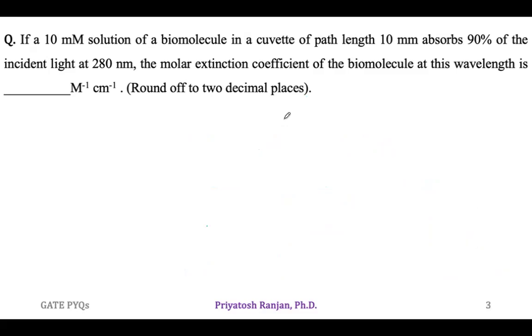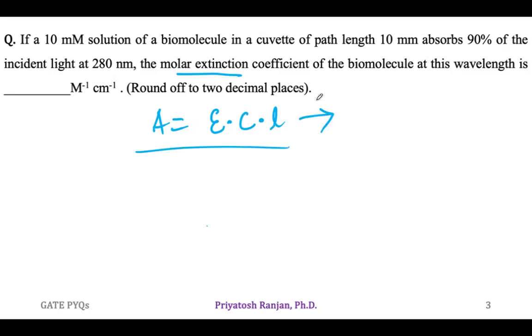So now we can calculate the absorbance value, which I can represent with the absorbance equal to epsilon, which is the molar extinction coefficient, C, and L. C is the concentration and L is the path length. It's a famous Beer-Lambert's equation. So absorbance we have calculated 1. Epsilon I have to calculate.